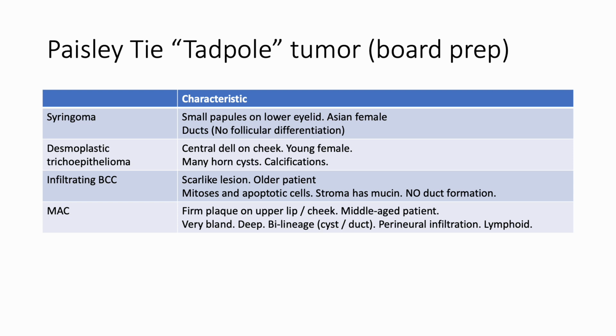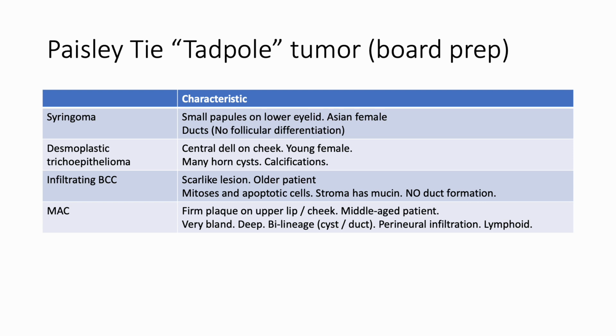The infiltrating basal cell carcinoma and the MAC, both of them are carcinomas, and as we know, carcinoma usually has mitosis and apoptotic cells, which are not features of syringoma or DTE. And the stroma has mucin, which is more supportive of infiltrating basal cell carcinoma. However, the MAC, even though it has carcinoma in the name, looks very, very bland.